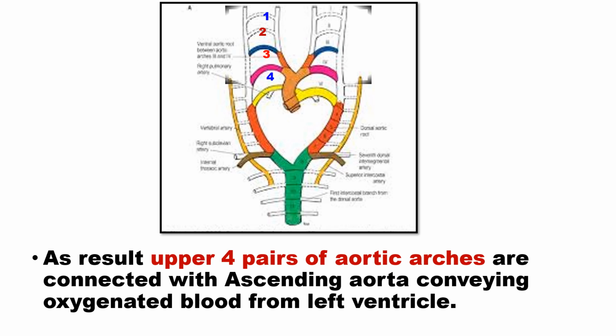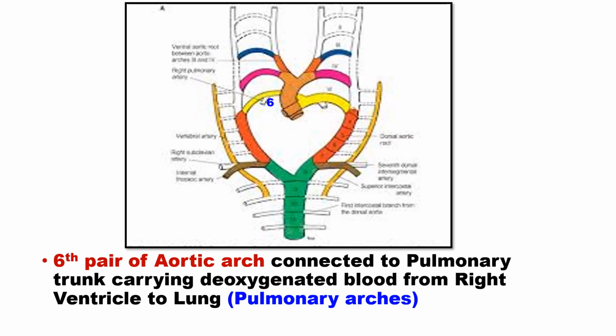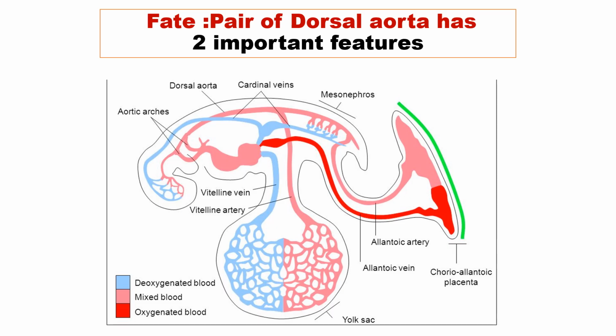As a result, the upper 4 pairs of aortic arch arteries are connected to the ascending aorta, conveying oxygenated blood from the left ventricle. The sixth pair of aortic arch arteries is connected to the pulmonary trunk, which carries deoxygenated blood from the right ventricle to the lung, and the sixth pair of aortic arches is therefore also known as the pulmonary arch artery. Coming to the fate of the dorsal aorta.